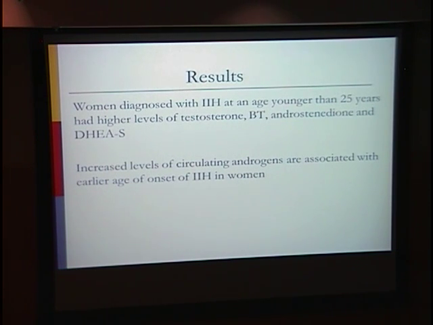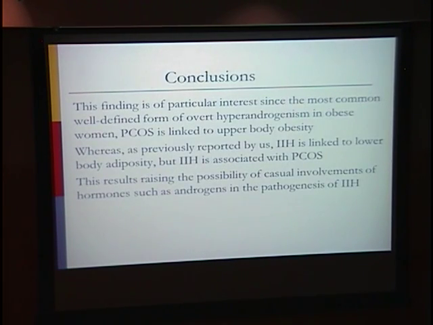No, the only thing we found was that IIH at an age younger than 25 years had higher levels of testosterone, beta testosterone, androsterone, and dehydroepiandrosterone. Increased levels of circulating androgen are associated with early onset of IIH. And this finding is particularly interesting since the most common well-defined form of overt hyperandrogenism in obese women is polycystic ovary. And we know it's very common to find polycystic ovary in pseudotumor cerebri. But polycystic ovary is sometimes linked to abdominal obesity. So it's raising the possibility of causal involvement of hormones such as androgen in the pathogenesis of IIH.